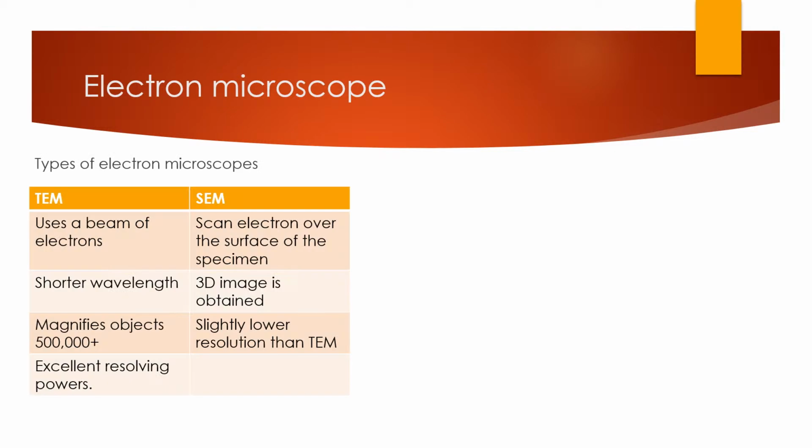Electron microscope. Now, there are two types of electron microscopes that you need to know. You need to know about TEM and SEM. You don't really need to know what they stand for, to be honest. They really won't ask you.